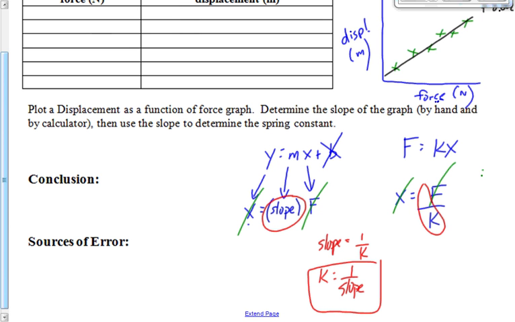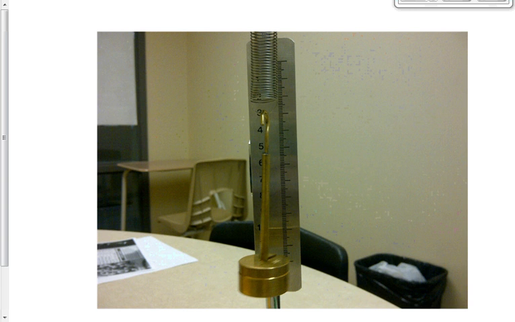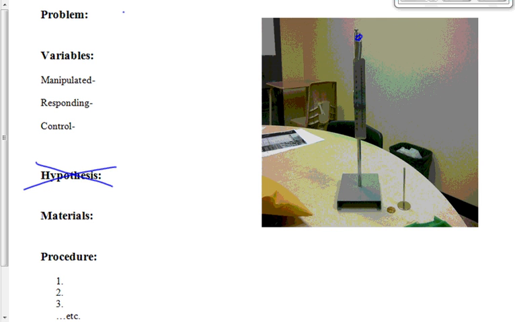So what do you got to hand in for this thing? Got to hand in your problem. Let's go back to the start, actually. Got to hand in your problem, your variables. We talked about, not in so many words, but we talked about the manipulated variable and the responding variable, right? What are you changing? What changes because of what you change? And then, of course, the control variables all stay the same. There's one control variable that's critical.